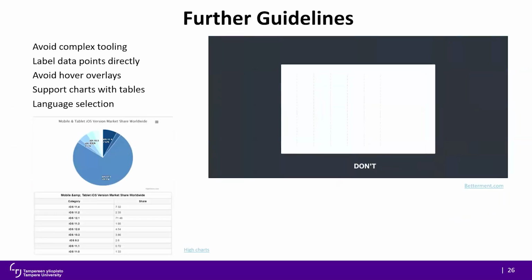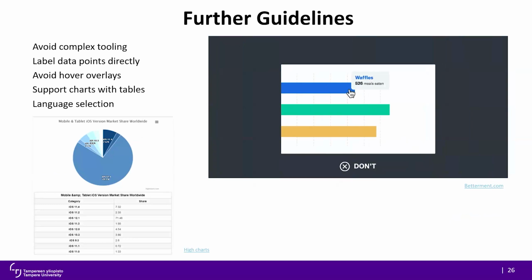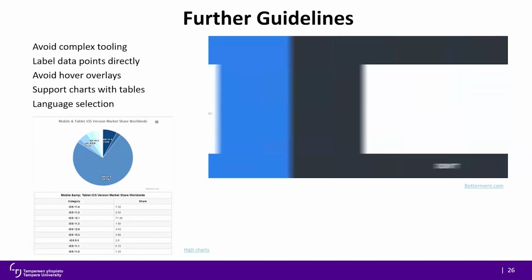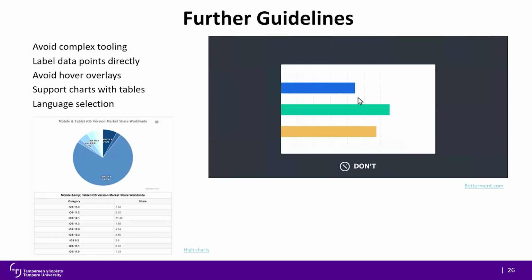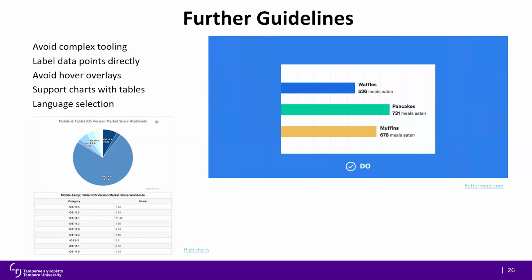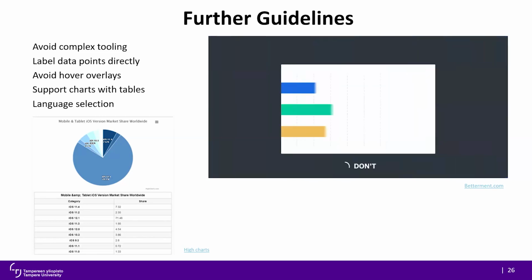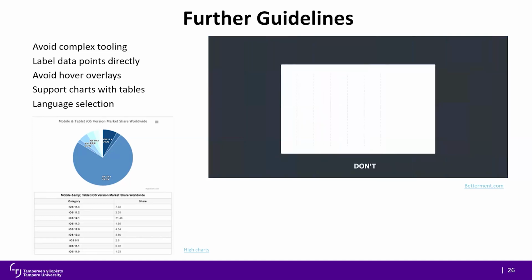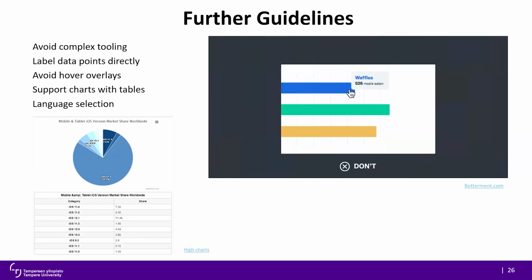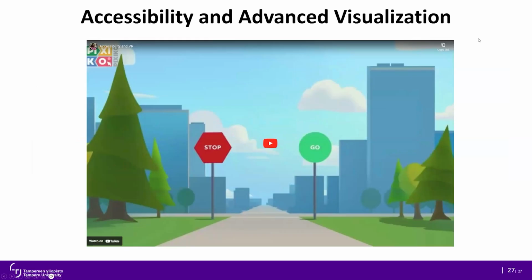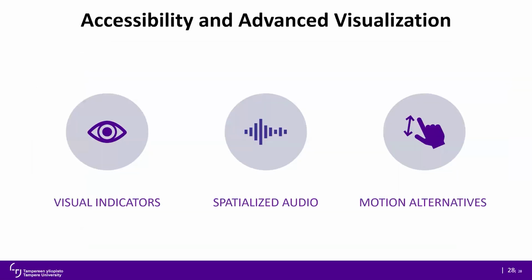So there are further guidelines, things that you should do and should not do, like avoid complex tools, and label data points directly. Hover displays can be very fancy looking, people like them, but they might be really challenging from an accessibility viewpoint. Language selections, all kinds of things that help people to cope with these techniques can be utilized easily. I have some additional slides, but I think we'll skip those mostly.